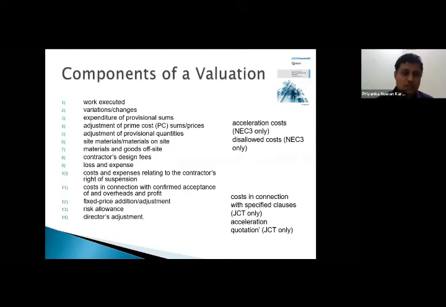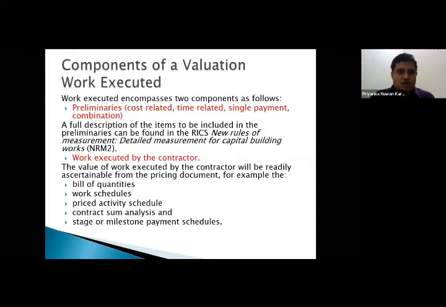Then costs in connection with confirmed acceptance of overheads and profit, fixed price addition or adjustment, risk allowance, and what is called the director's adjustment. This is also UK terminology. We have a different term for that one. Once we go through the presentation, you will understand what it is. With that, let us start the first item, which is called components of a valuation of work executed.